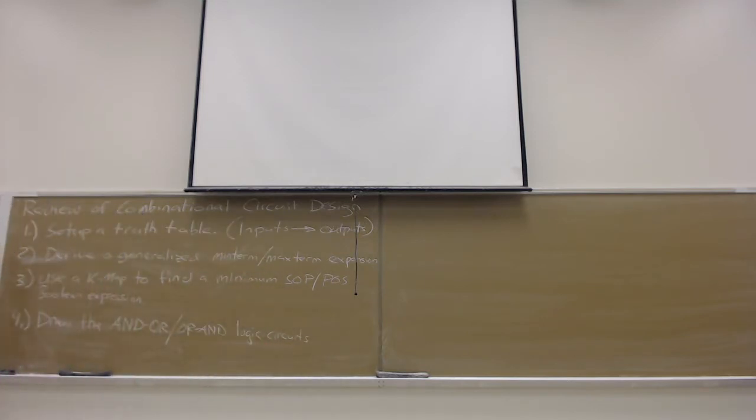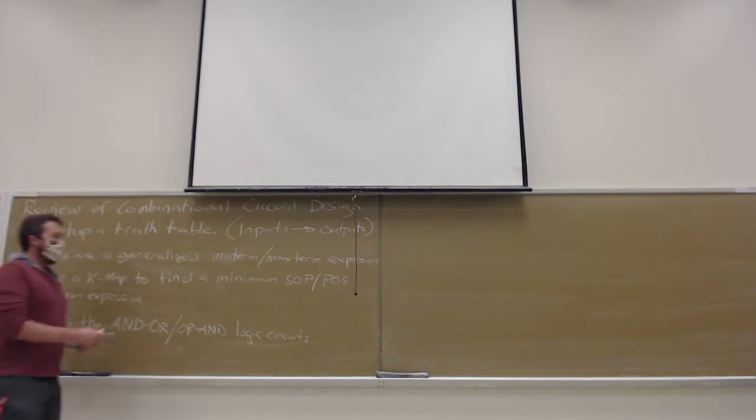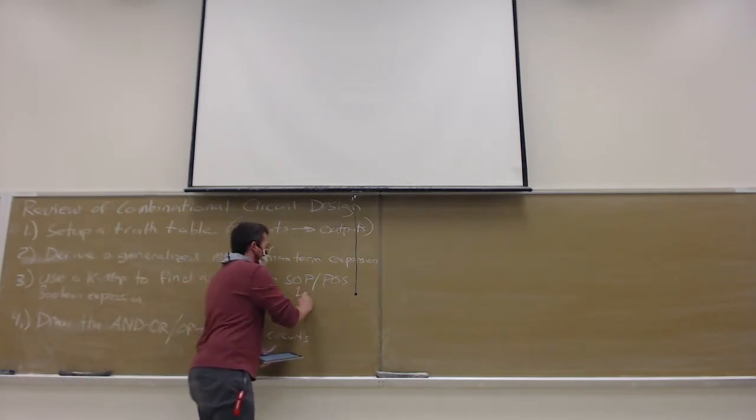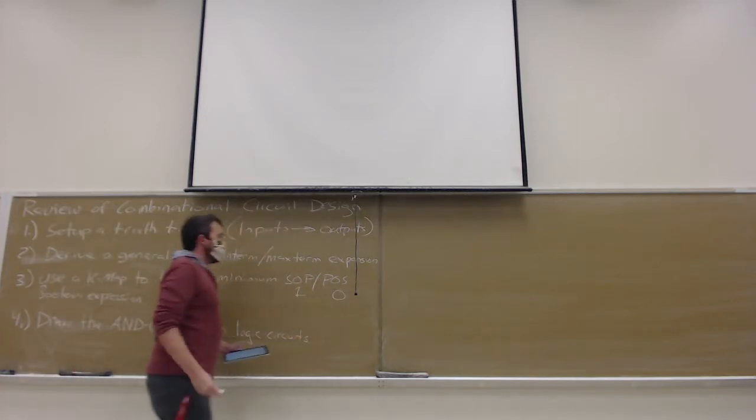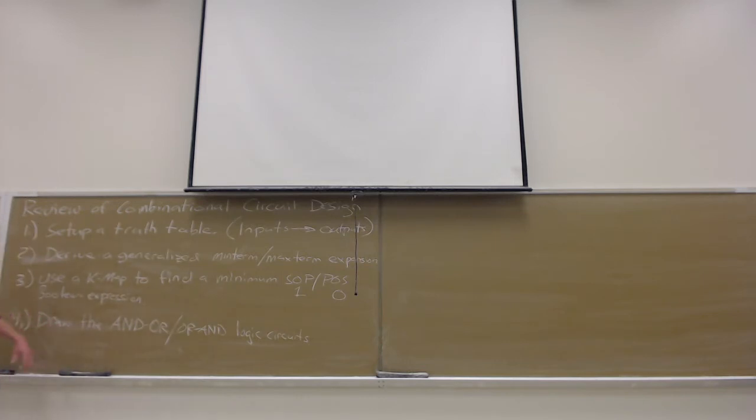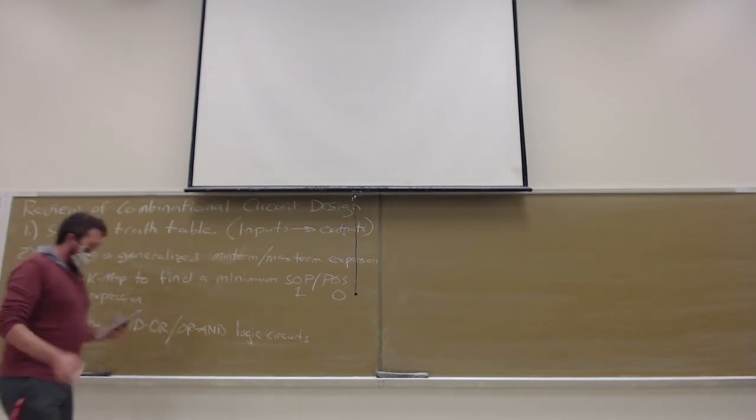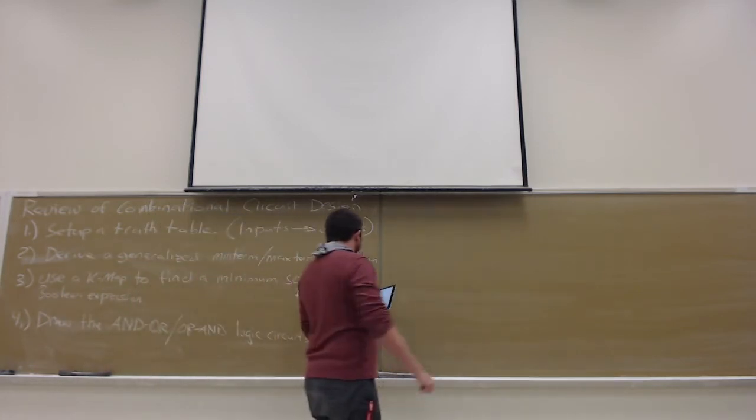So, set up a truth table. Use that truth table to derive your generalized min term or max term expansion. You know, f is a sum of min terms 0, 1, 2, 3, and so on. Step three, take those numbers, put them in a K-map, do your groups to find your minimum sum of products or product of sums Boolean expressions. Remember that for sum of products, you're grouping the ones; for product of sums, you're grouping the zeros. Step four, then take that expression and draw that minimum AND-OR or OR-AND, depending on what you're doing, logic circuit.